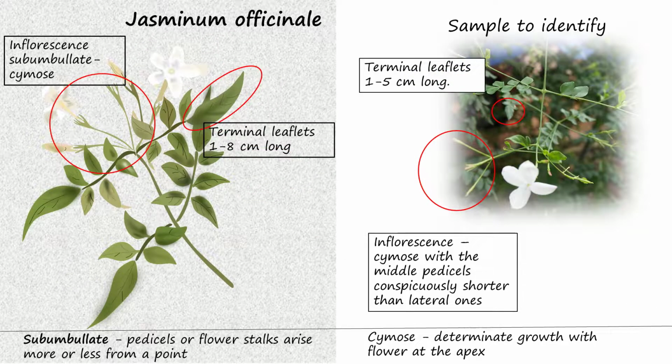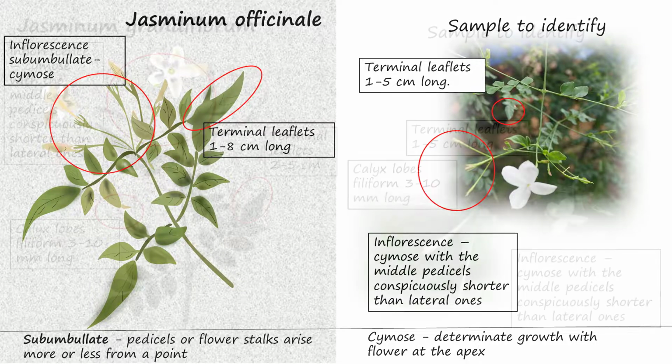Jasminum officinale differed from the sample as it bears its flowers in subumbellate groups at the end of branches, with the individual pedicels more or less equal in length, and its terminal leaflets reach between 1 and 8 cm. The sample, on the other hand, bears its flowers in cymes with the middle pedicels conspicuously shorter than the lateral ones, and the terminal leaflets are only up to about 5 cm long.